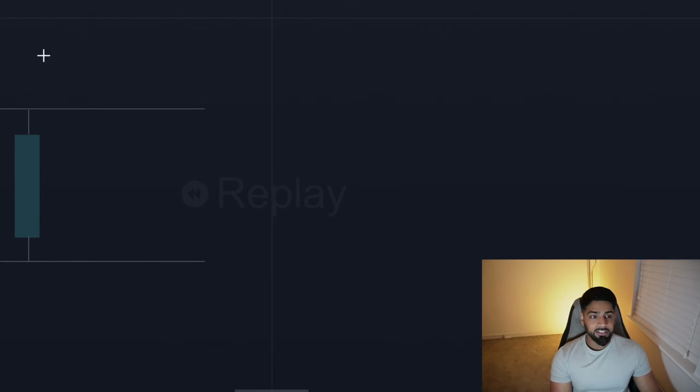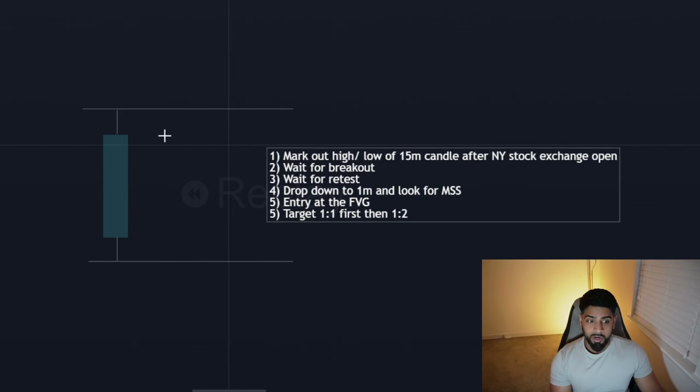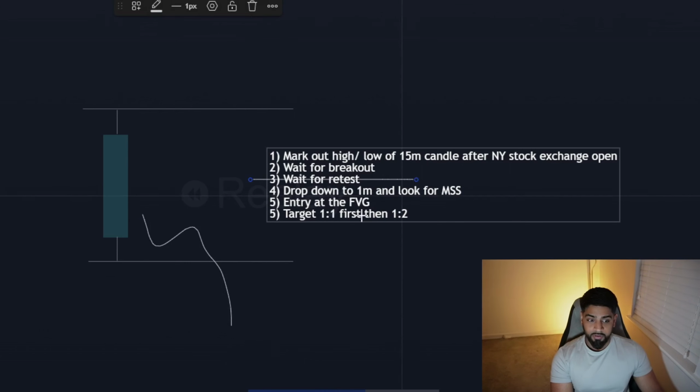Now, let's actually type this down into a full trading plan. So step one, we're going to mark out the high and the low of the first 15-minute candle that is printed after the New York Stock Exchange opens. Step two, we're going to wait for a breakout. So we're going to wait for a breakout to the upside or a breakout to the downside. Step three, we're going to wait for a retest, wait for price to come back and retest that breakout.